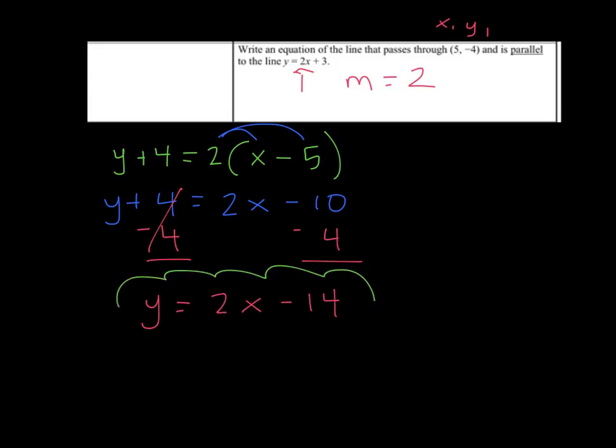Now just to make sure that it follows the definition of parallel lines, I notice that these lines have the same slope. See, they both have 2 where m is, and they have different y-intercepts. B in this case is 3, and over here it's -14. Therefore, I know these lines are parallel.